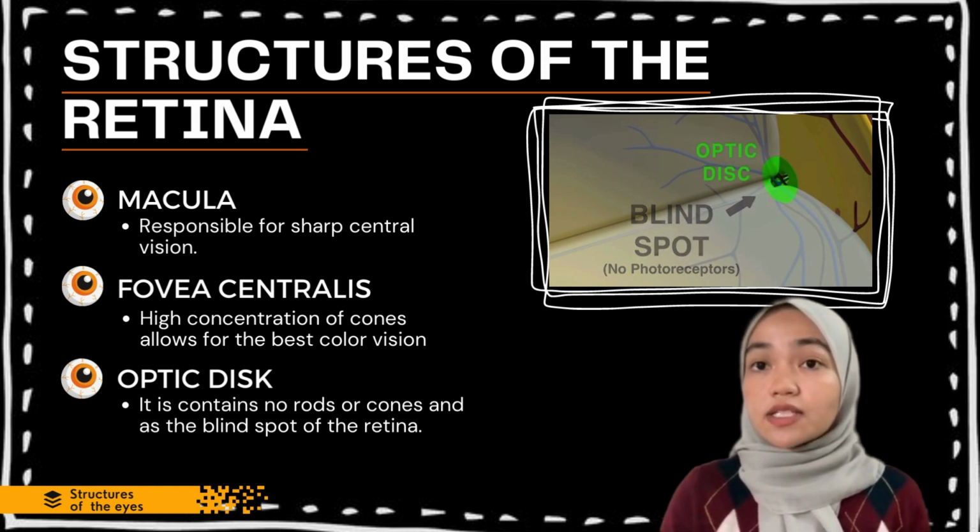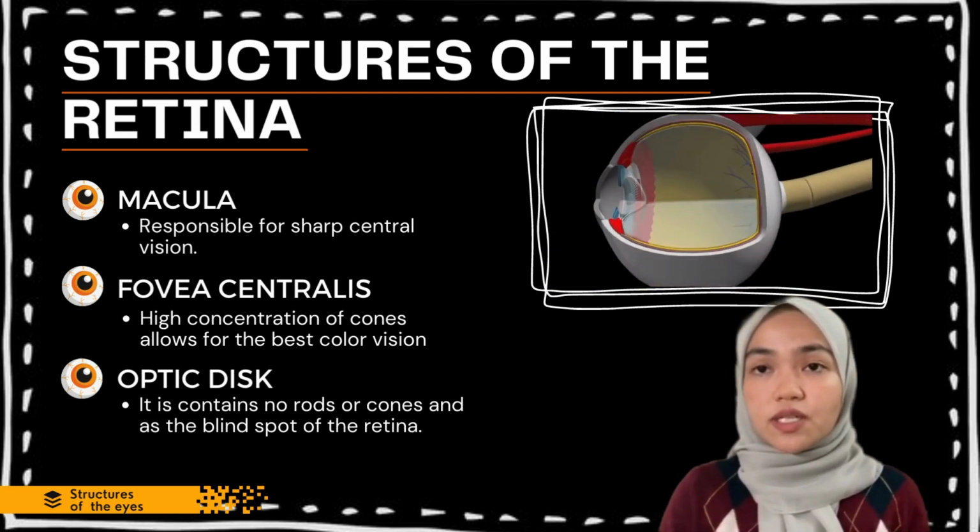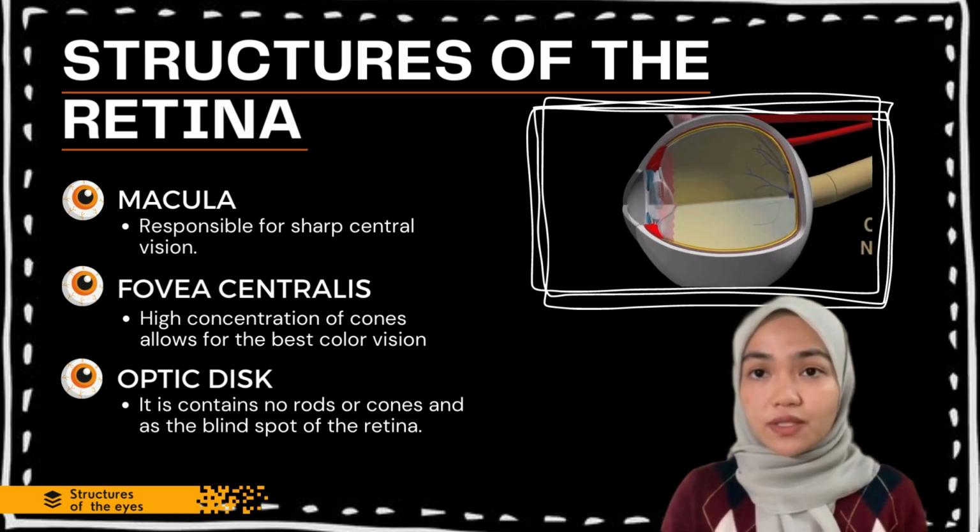The area where the optic nerve enters the retina is known as the optic disc. It contains no photoreceptors and is therefore referred to as the blind spot of the retina.